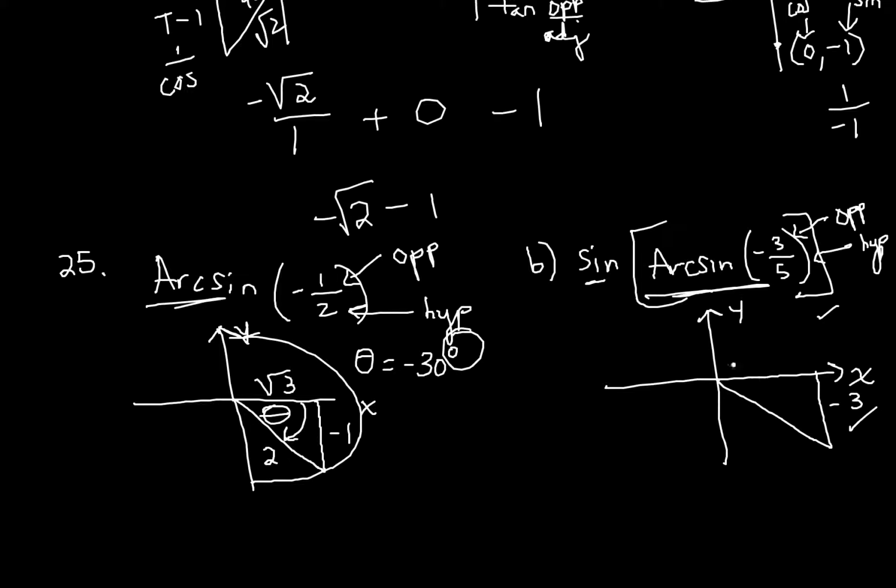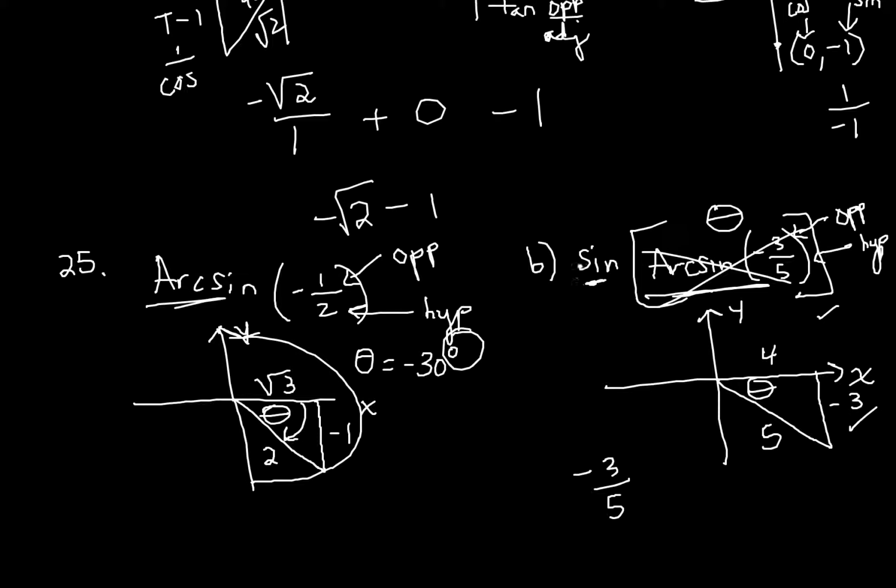We don't care about adjacent because we're doing sine of a sine. So we're going to learn something here. This is going to be 5. This is a 3, 4, 5 triangle anyway, so this would be 4. And then you just have to find the sine of theta, which ends up being theta, now that we have it set up. So the sine of theta is going to be opposite over hypotenuse, so it's going to be -3/5.